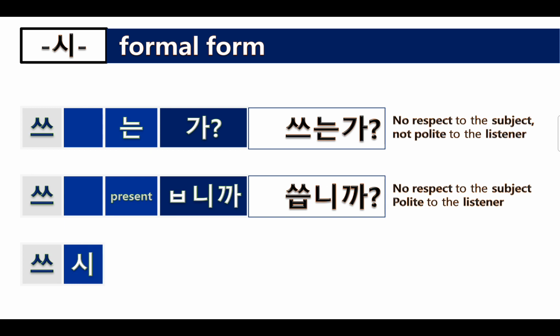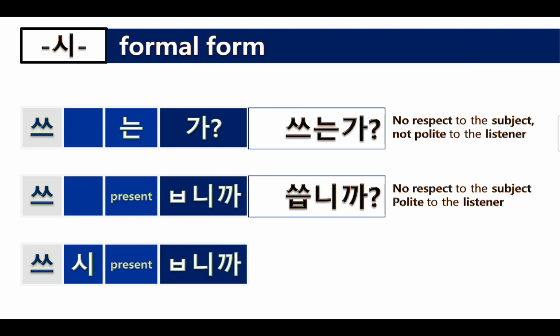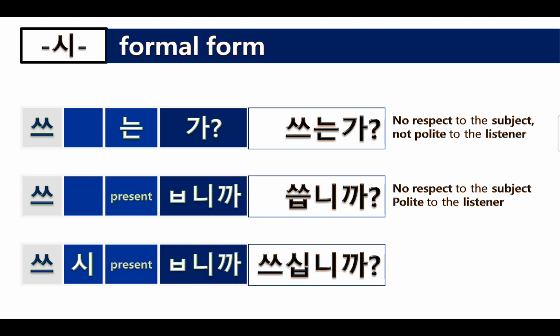And 쓰 plus she. Oh, now we put she. So respect to the subject. And when there's nothing, present tense and 버니까. So 쓰십니까, 쓰십니까. So respect to the subject and polite to the listener. Okay, these are formal forms.